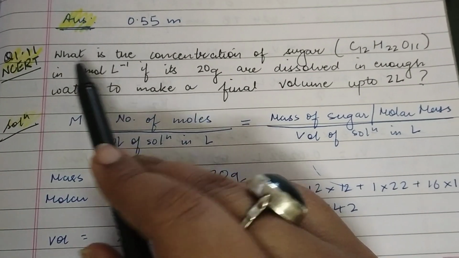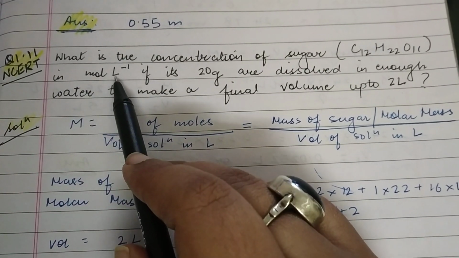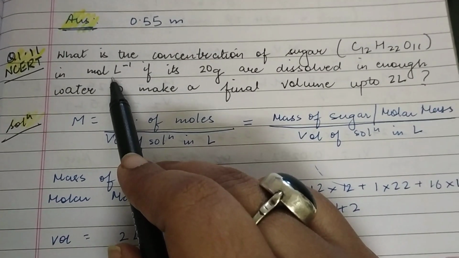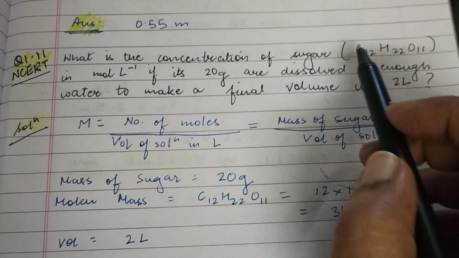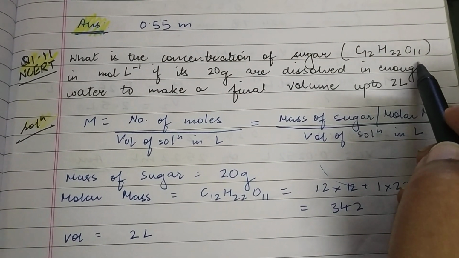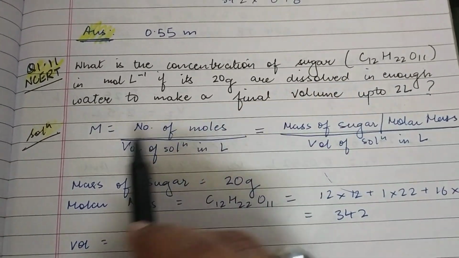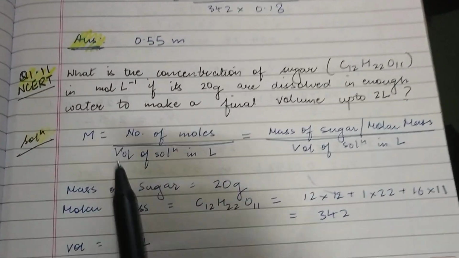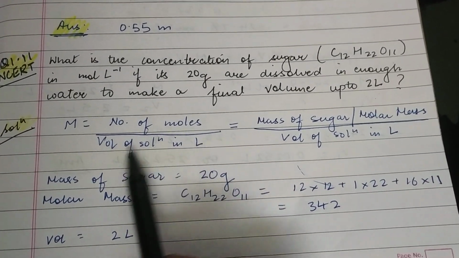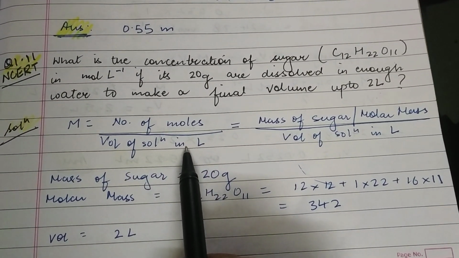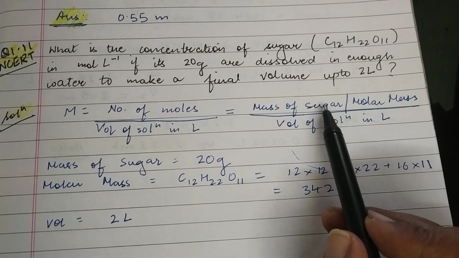What does it tell us? Number of moles dissolved in a liter of a solution. That is, we have to find the molarity. We have been given the chemical formula for the sugar. We have been given the mass. We have been given the volume in the question. So, in the formula of molarity, that is number of moles of the substance dissolved in volume of the solution in liters, the substance here is sugar.